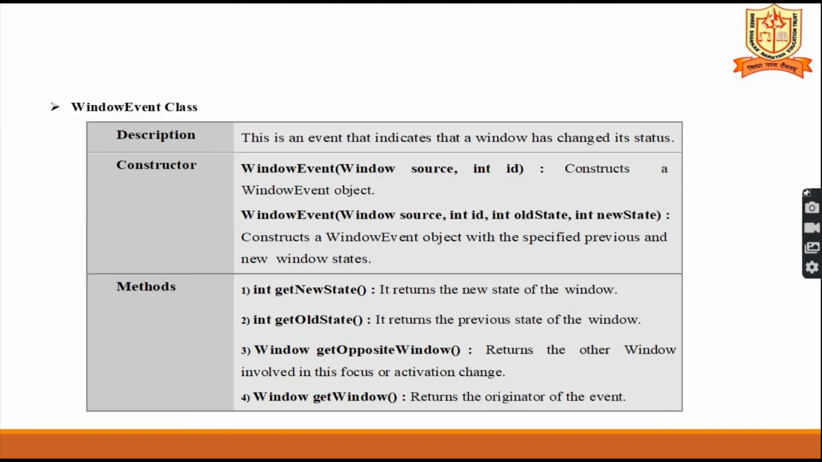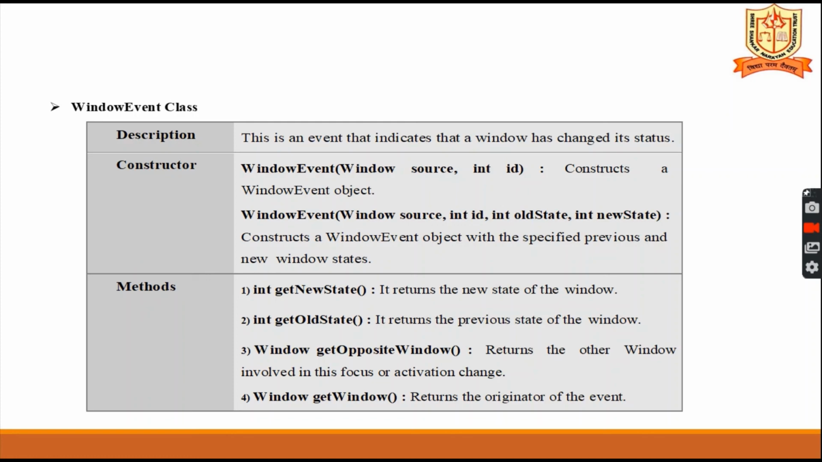Window event class, this event indicates that a window has changed its state. WindowEvent with parameters window source and integer ID constructs the window event object. WindowEvent with source, ID, old state and new state, these are the 4 parameters, constructs the window event object with specified previous and new states.